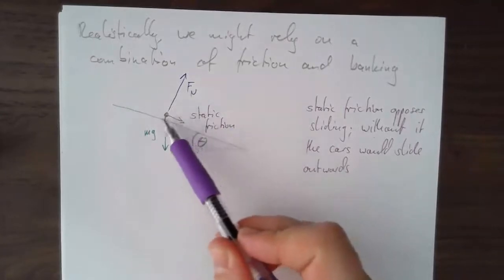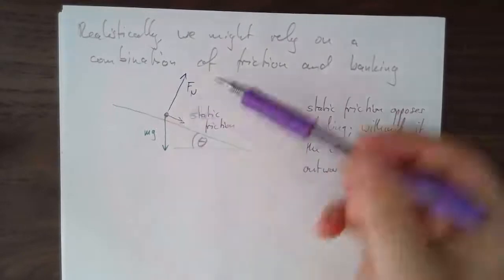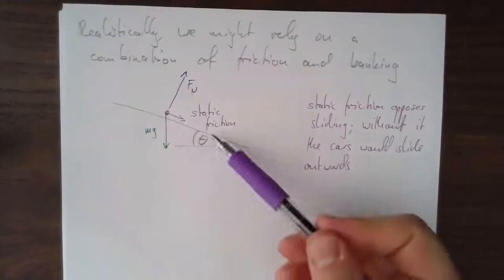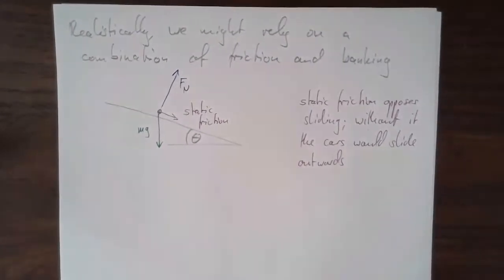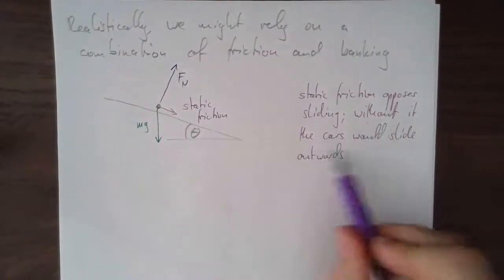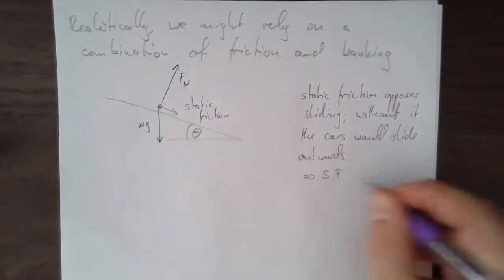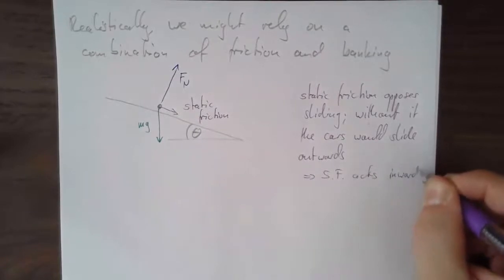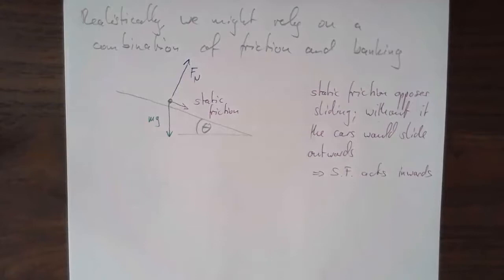If on the other hand you were going too slow for the turn or the angle was too steep, then static friction would stop you from sliding down the hill, but that's not the case that we have here, because we made our angle smaller. This is fairly subtle, this logic, so make sure you understand it before you move on. How did the car slide outwards? So static friction, we write SF, acts inwards towards the center of the turn, opposing the sliding. Okay, hopefully that makes sense.